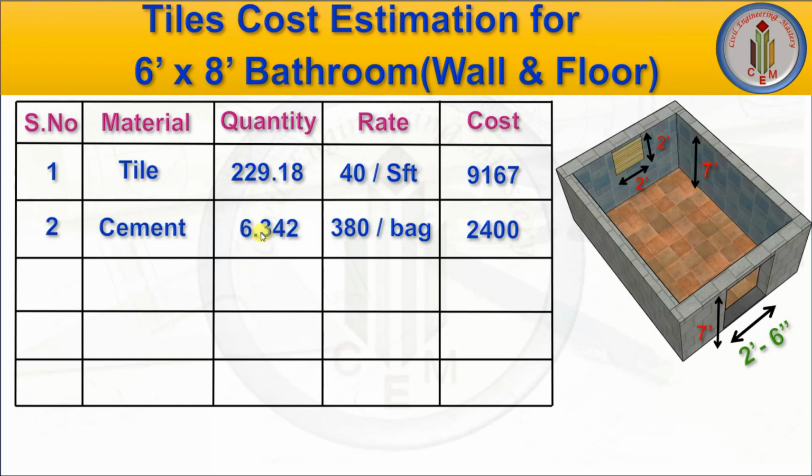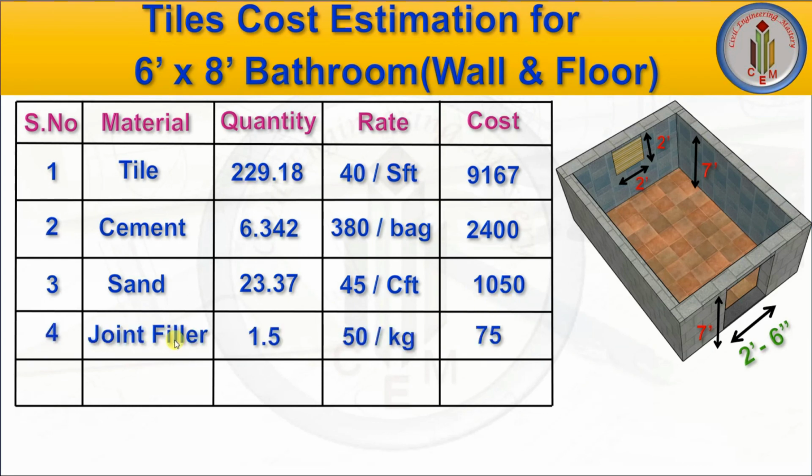Next, cement. Cement is 6.342 bags. This rate also may vary according to the place you are purchasing and the time you are purchasing. At present, I took it as 380 rupees per bag. Cost is around 2,400 rupees. Next, sand, which is 23.37 CFT. I took it as 45 rupees per CFT. So the cost is around 1,050. Joint filler, I took it as 1.5 kg. The rate is 50 rupees per kg. Cost is 75 rupees. And last one is labor cost.